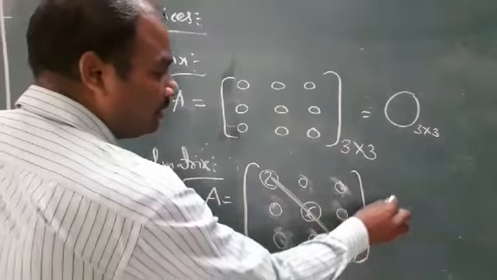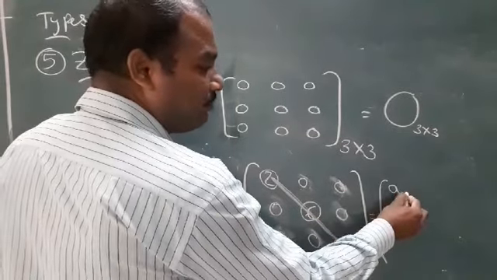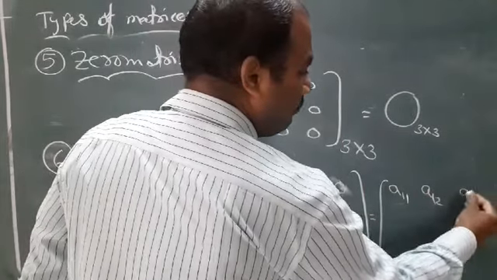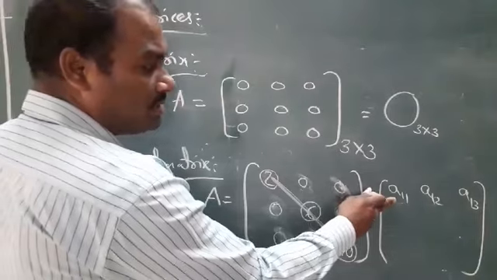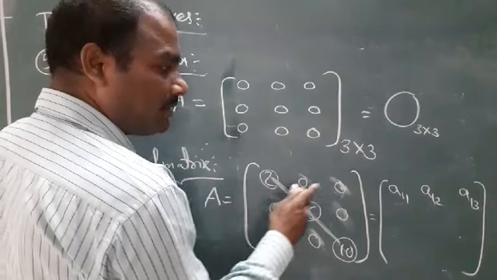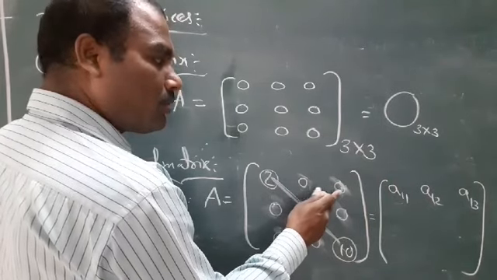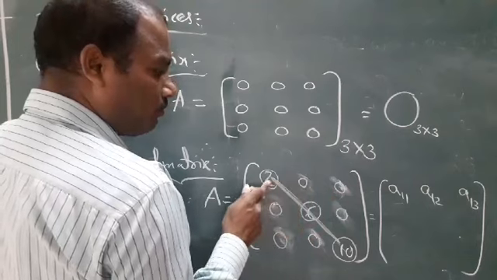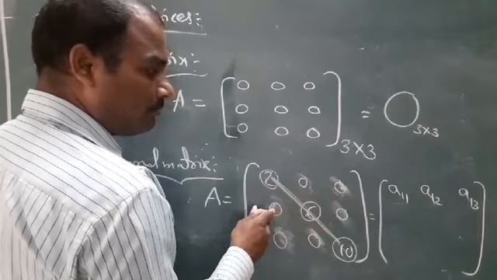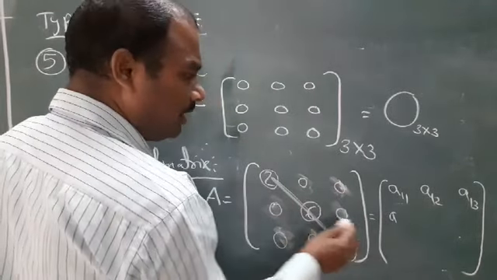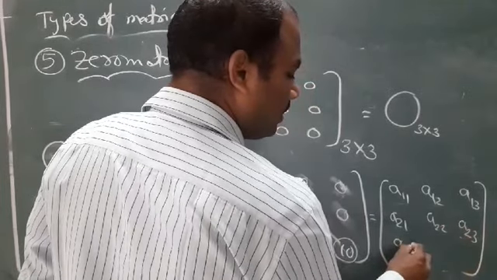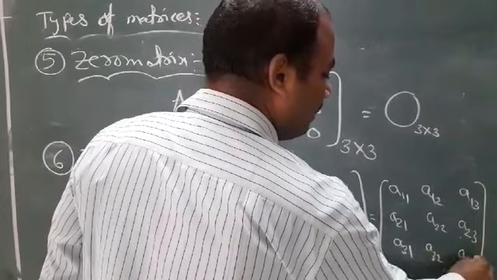Here you can observe A11, A12, A13. Why? A11 means first row first element, A12 means first row second element, A13 means first row third element. First row first column, first row second column, first row third column. Here observe A21, A22, A23, A31, A32, A33.